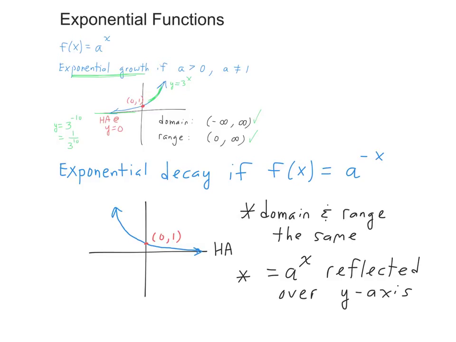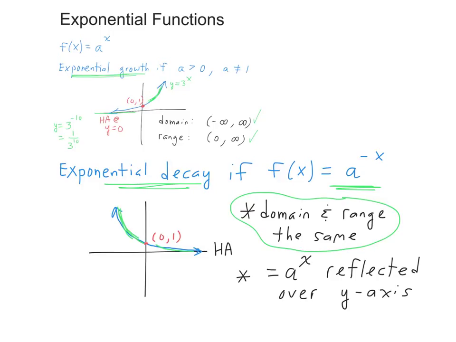Alright, and so now let's talk about exponential decay. That's where we have a raised to the negative x. Now our domain and range are going to remain the same. Here it is exponentially decaying, or going down very, very quickly, and then it starts to level off. Notice how it still goes through the point (0, 1).